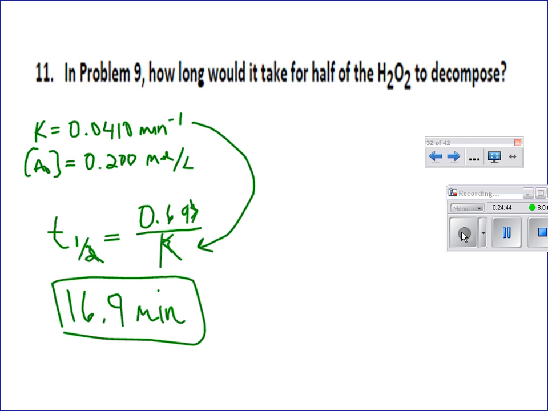So any questions on this one? Do you see why it's easier just to use that? But you all understand you could have used just the regular integrated rate law, put in 0.2 and 0.1 and solved that way as well. Okay.